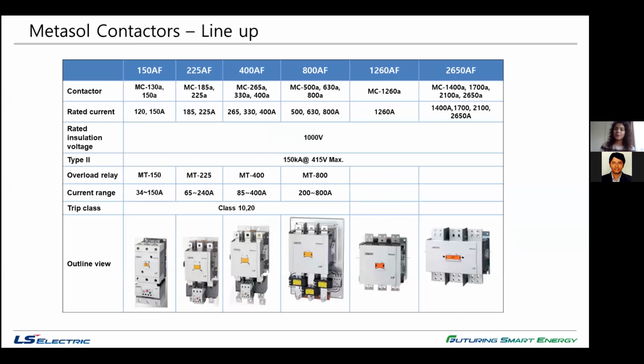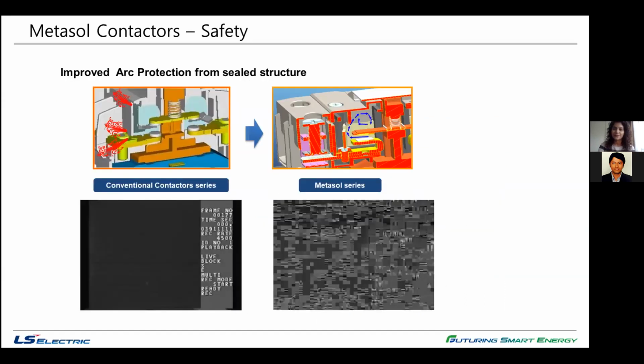The higher ampere frame sizes are available from 150 up to 2650 ampere frame size. Now for the 4-pole, it's available up to 800, and 3-pole, it's available up to 2650. And again, type 2 coordination, 150 kA. The overload relays depend on the ampere frame size of the MetaSOL contactors.